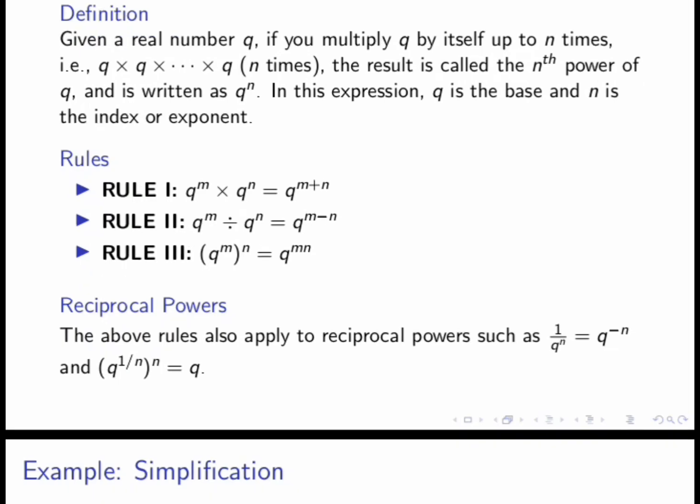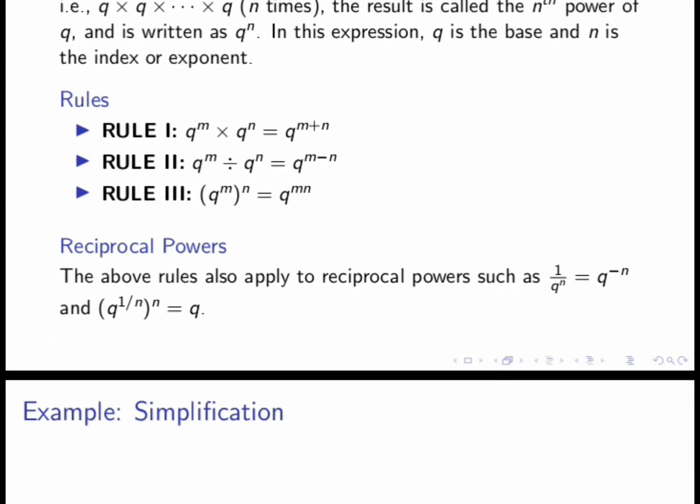The last rule that we have is called the reciprocal rule, which is 1 over q raised to power n, which is the same thing as q raised to power minus n. So if I give you 1 over 2 raised to power 3, you can still write it as 2 raised to power minus 3. So that's the breakdown of the reciprocal powers.